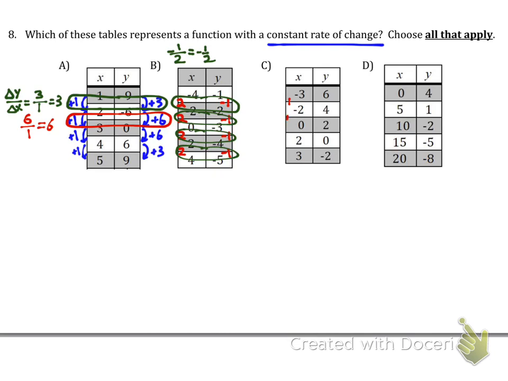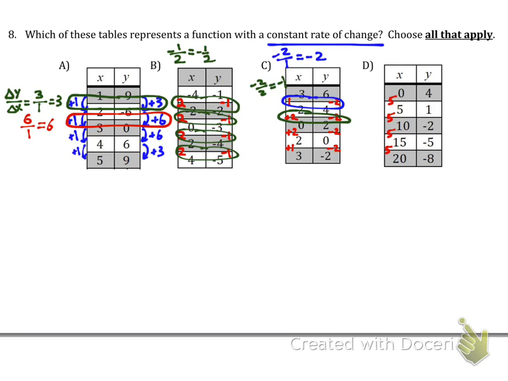So on the next one, we need to keep checking them. Plus 1, then plus 2, then plus 1. But the y values go down by 2 each time, so if I do that first one, now we have negative 2 over 1 is negative 2. But negative 2 over 2 is negative 1. Those are not the same, so that must mean that this one right here has a different rate of change. So C is not a possible answer. All right. Last one.